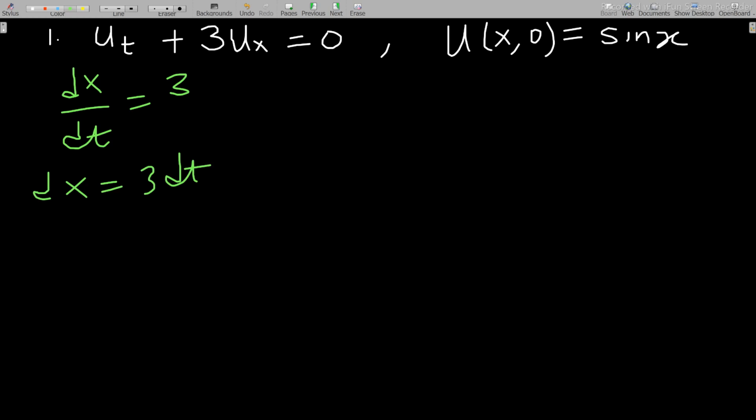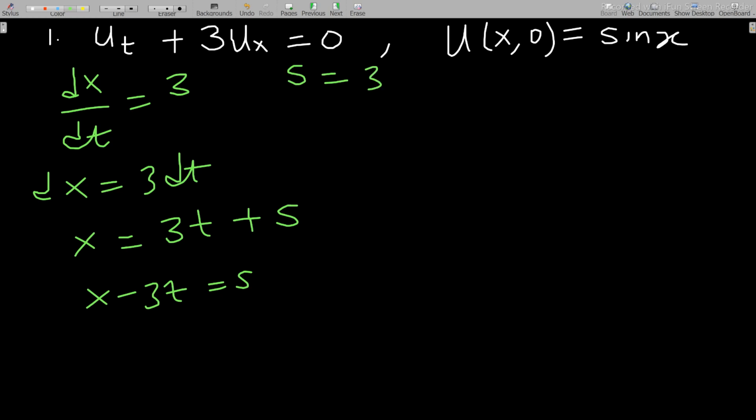Okay, and I have s equals 3t plus some constant s, and so I'll have x minus 3t equals s. So my first characteristic equation is s equal to x minus 3t. Now you see that you choose tau is also equal to t, you choose these two, and that is what you do.